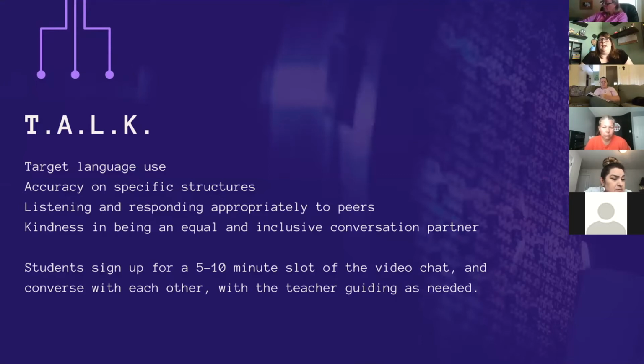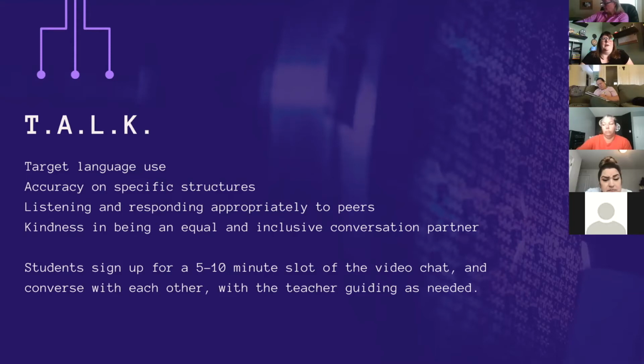And I do not weight those categories evenly. They go in descending order. So the target language use is the biggest category for me. And that's per the JCPS rubric that's based on ACTFL and Apple standards. And then accuracy on specific structures.